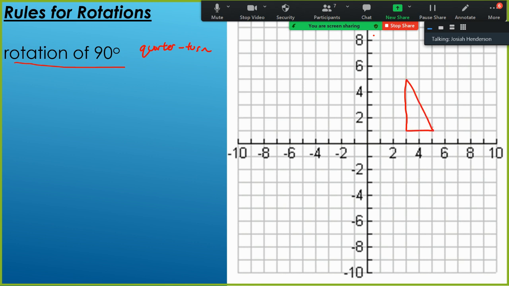So if I start with this triangle, I'm going to label my points as well, okay? A, B, and C. And I guess we should be thorough here. We'll use the same triangle for all of our rotations, and we'll label those points. So A is living at 3, 1. Point B is at 5, 1. And point C is at 3, 5.